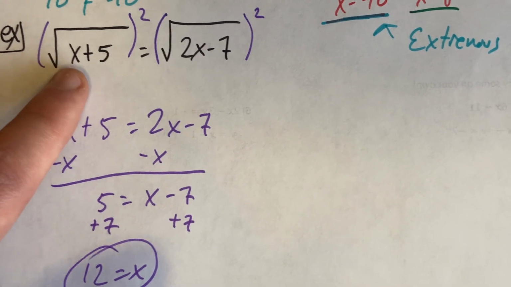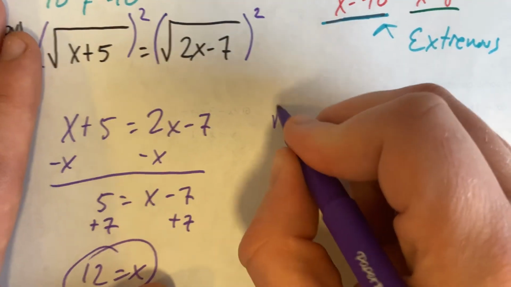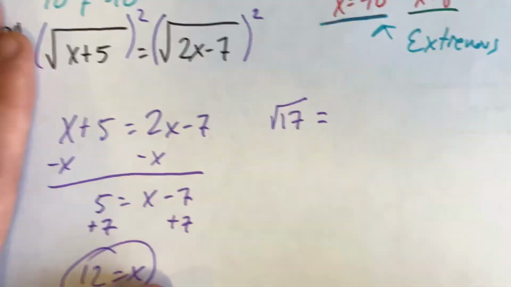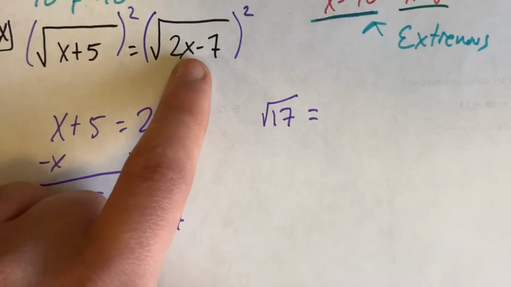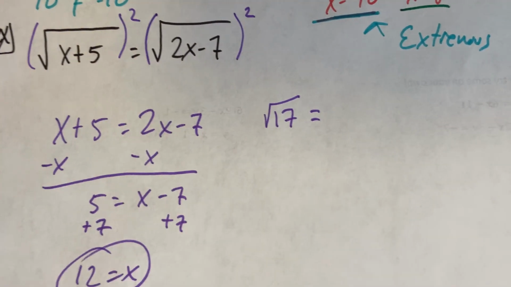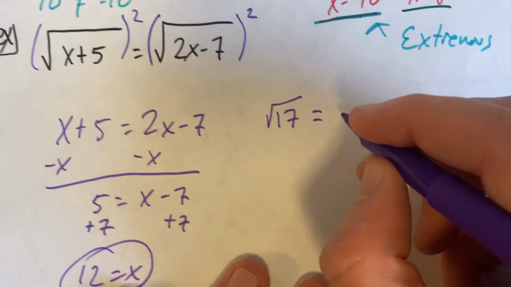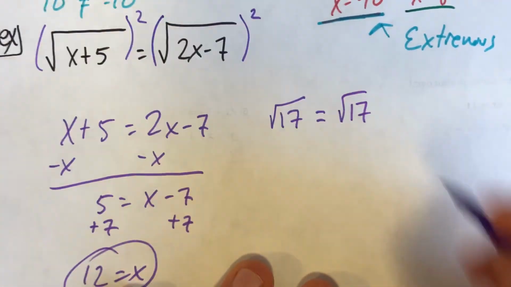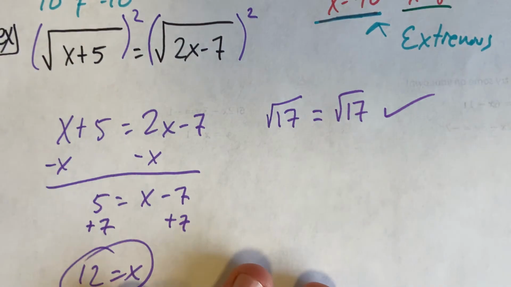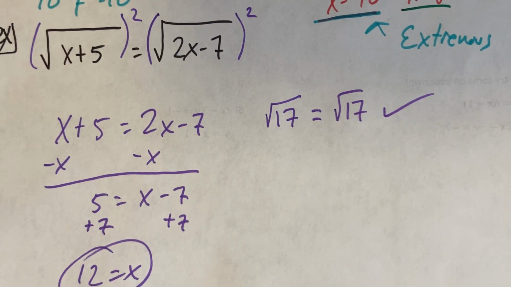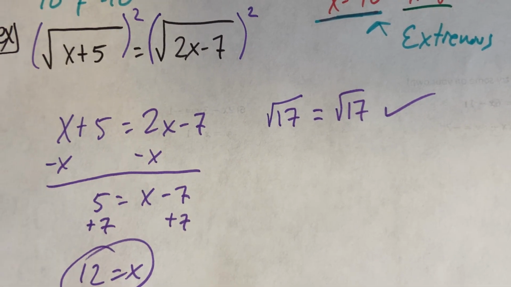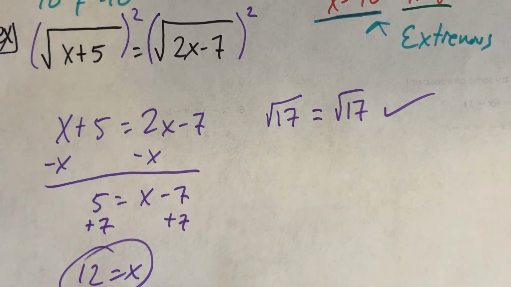Well, x is 12. 12 plus 5 is 17. So we have the square root of 17. We don't know what that is, but I don't think it's going to matter here. 2 times 12 is 24. 24 minus 7 is also 17. So it doesn't matter what the square root of 17 is because it's also equal to the square root of 17.